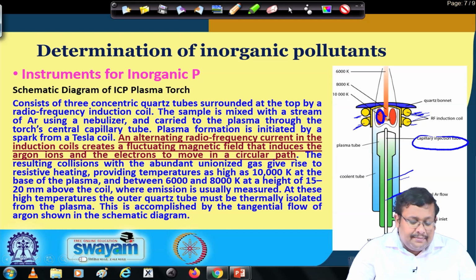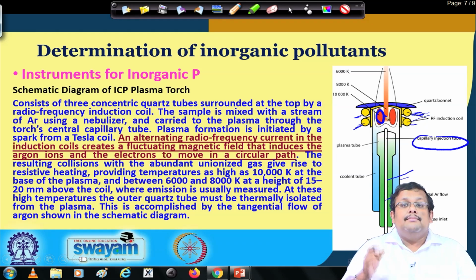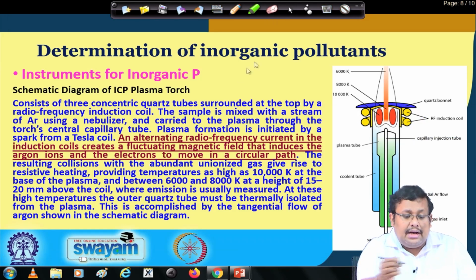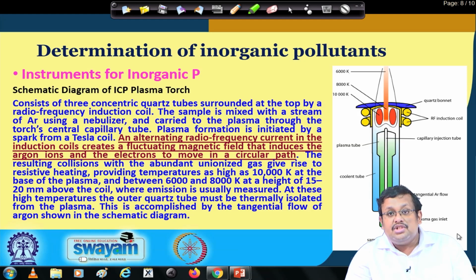So, at this high temperature, the outer quartz tube must be thermally isolated from the plasma, and this is accomplished by a tangential flow of argon, as you can see in this schematic diagram. So, this is how the ICP plasma torch basically works.